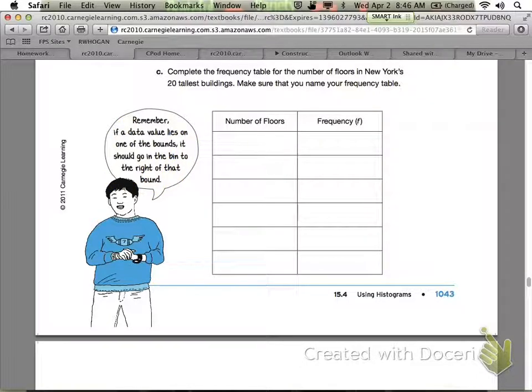Just for clarification, with the hint that is given over on the left, if the number of floors is 70, since that would be on one of the bounds, it would go to the bin on the right. It would go in the 70 to 80 bin, not the 60 to 70 bin, because the 70 to 80 bin represents the number of floors that are at least 70 but less than 80. The 60 to 70 bin would be at least 60 but less than 70. So just want to make sure you understand the difference between that. Go ahead and fill out your frequency table.